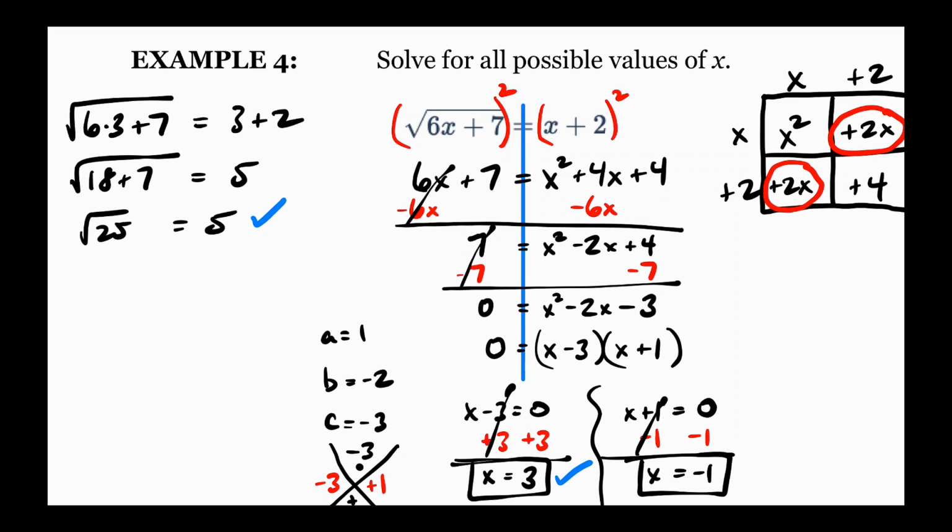Yep. Square root of 25 is 5. Okay, now let's try the same thing, but for negative 1. Okay, so negative 1. 6 times negative 1 plus 7 equals negative 1 plus 2. So it's going to be negative 6 plus 7 under the square root.